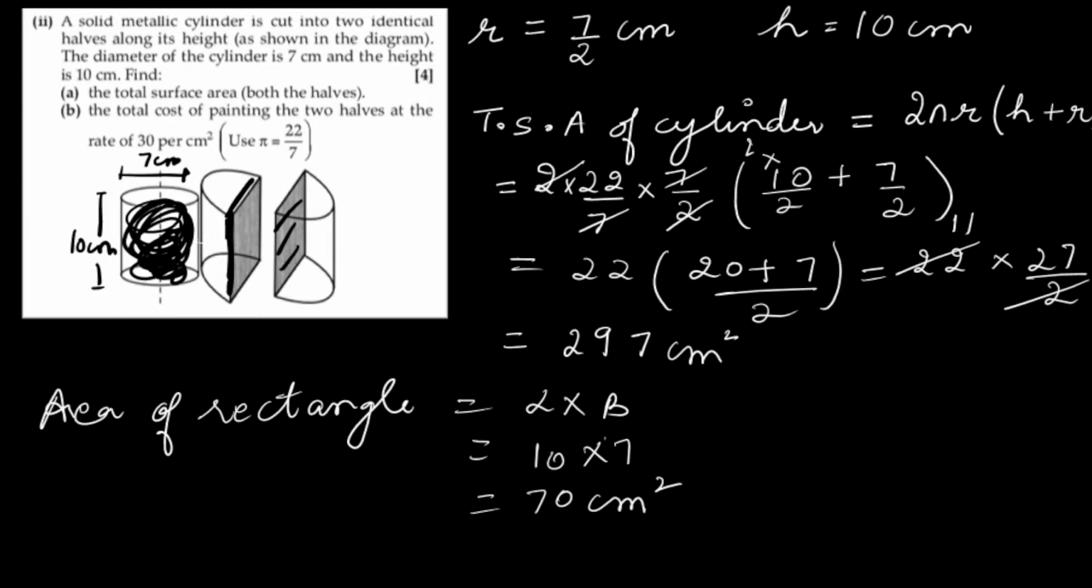So now we have found the area of this rectangular part also. Now we have to find the surface area of this part because I have mentioned the total surface area of both the halves. So first of all, this total surface area which we have found, we'll divide by half.